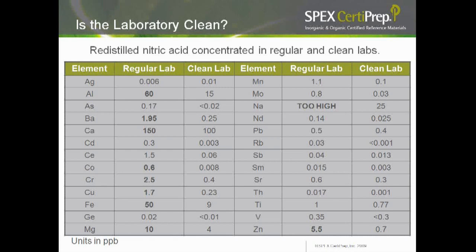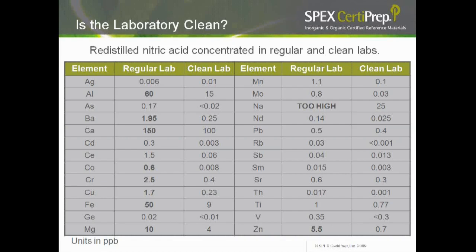So the first question you might ask, is my laboratory clean? To demonstrate, we concentrated redistilled nitric acid in regular and clean labs, and then we analyzed it. I want to explain what I mean by regular lab or a clean lab. Regular lab is what you encounter every day. It follows GLP protocols, maintains good housekeeping, and is kept spotless. Regular lab is a clean lab in an ordinary sense of the word.